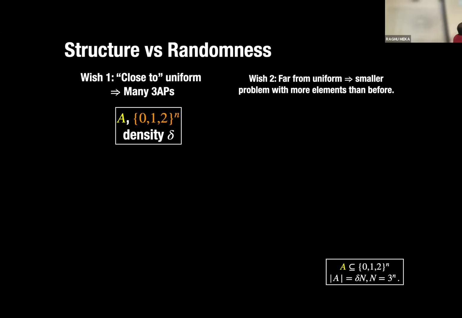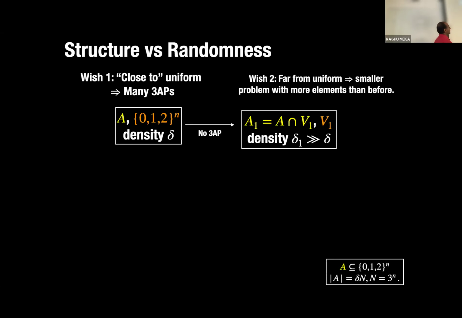So I started out with the set A, and the universe is all possible n-bit strings and density delta. If I am fooling linear tests, then I'm already done. I have many 3APs, I'm done. If not, and there are no 3APs, then my wish 2 kicks in, and I can find an affine space, V1. Look at the set A intersection V1, reduce to V1. But the density now is more than the density I started on. Okay. If I have many 3APs, good, I'm done.